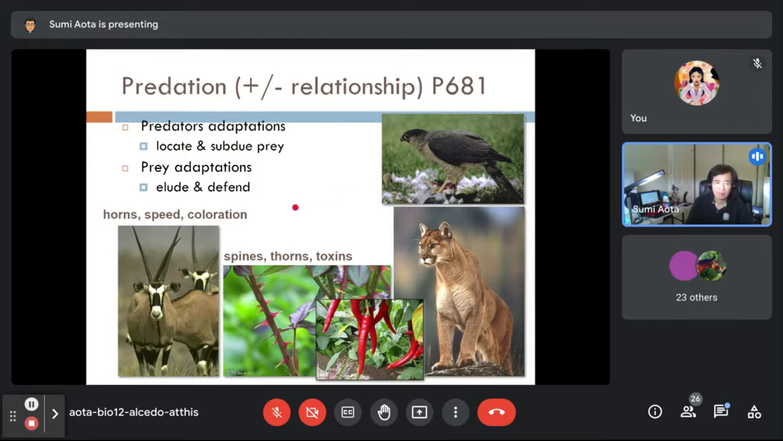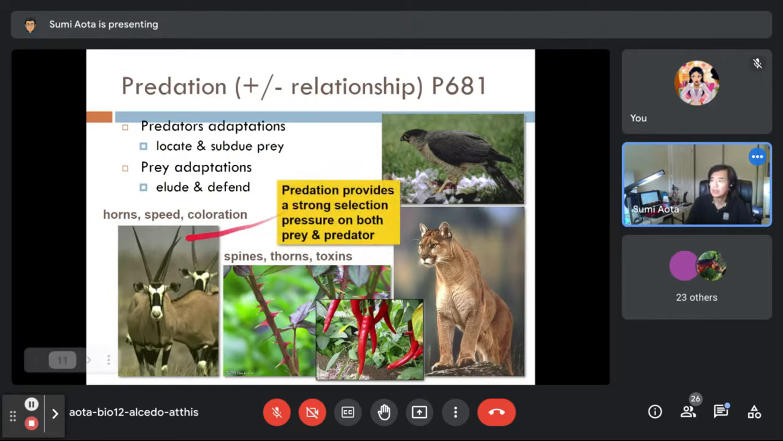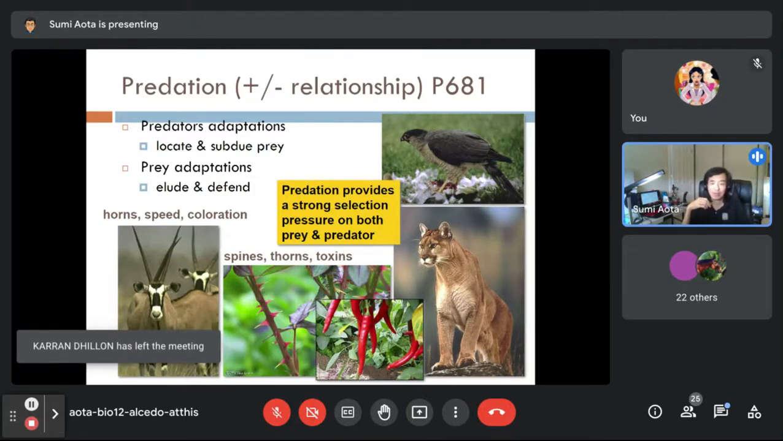Okay, so continuing on with this. So predation, obviously, provides a really strong selection pressure for both prey and predator, because the predator doesn't want to go hungry and the prey doesn't want to get eaten.